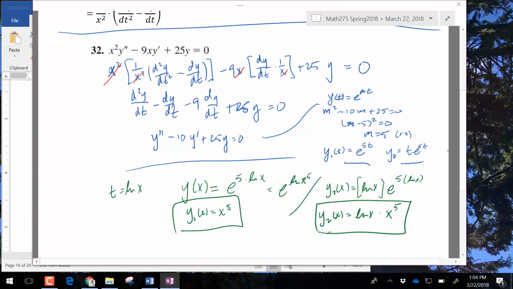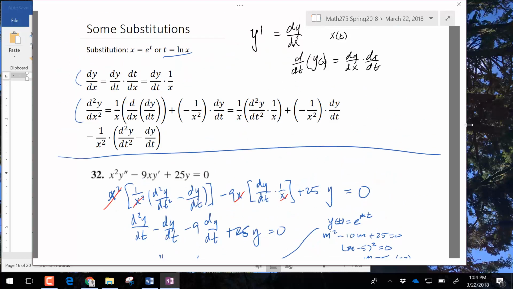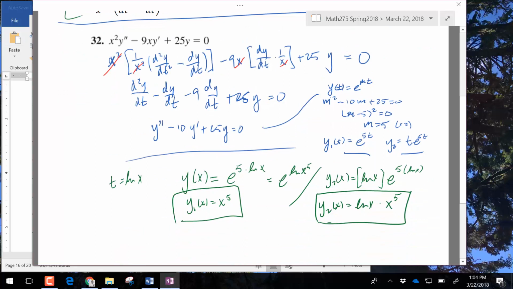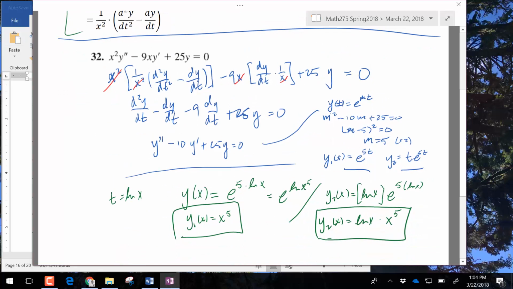So the key to this is this substitution with the derivatives. I encourage you to take a look at that and convince yourself with chain rules and stuff like that that those are actually true. All right. Any questions?